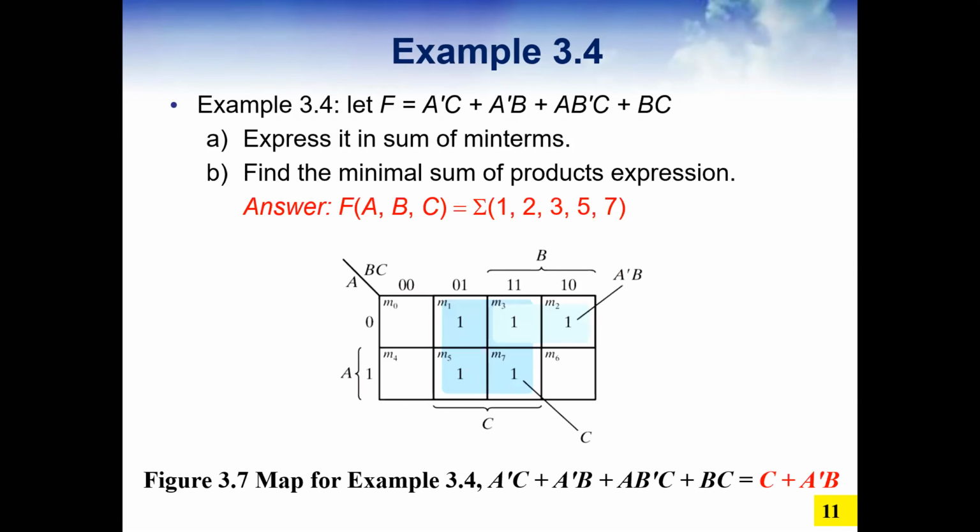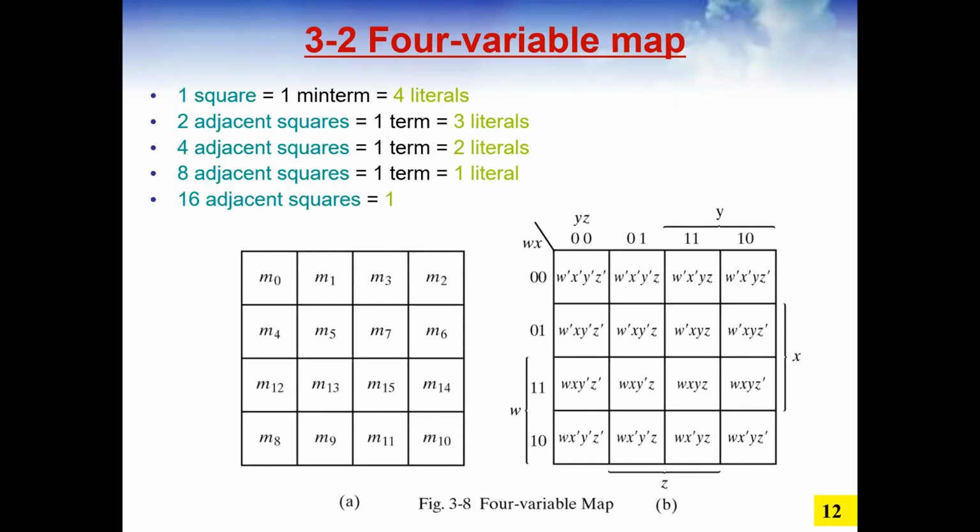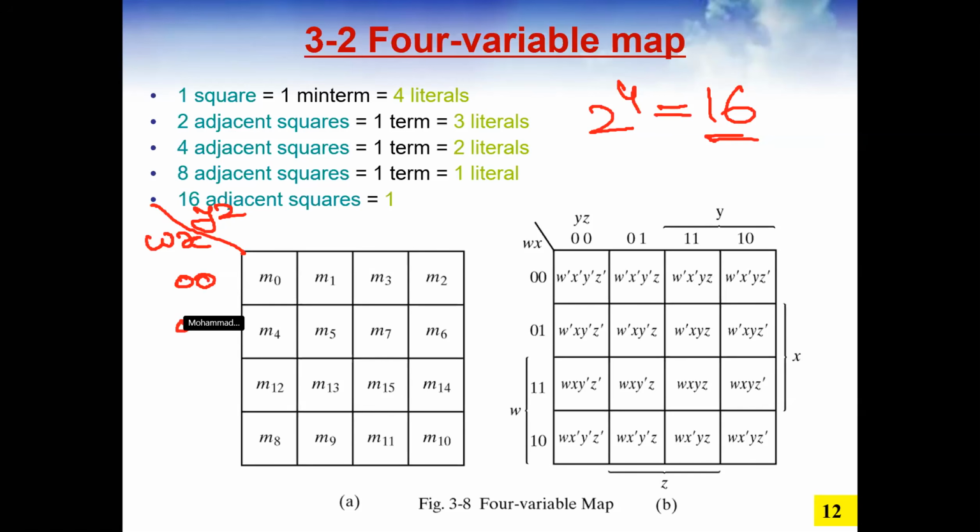Now moving on to the next one, which is basically the 4-variable map. So for 4 variables, 2 to the power 4 is 16. So we are going to have 16 squares for the 4-variable map. And how will it be? Now 4 rows, 4 columns. So let's say it is WX, this is YZ. So the WX combinations will be 0 0, 0 1, 1 1 as in gray code, 1 0.